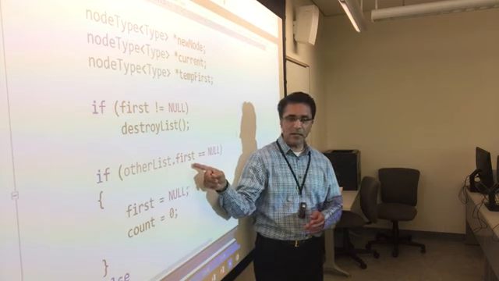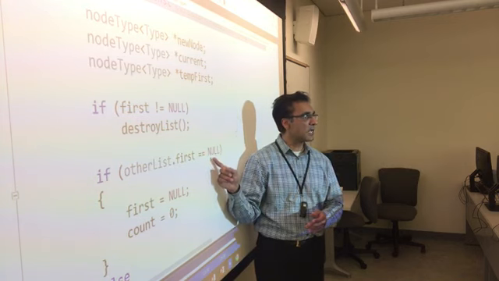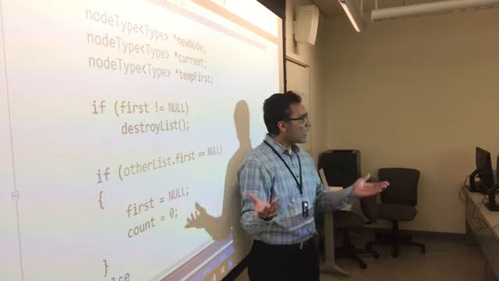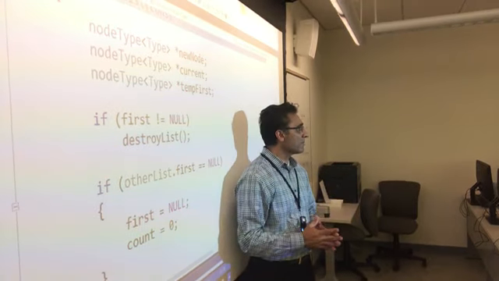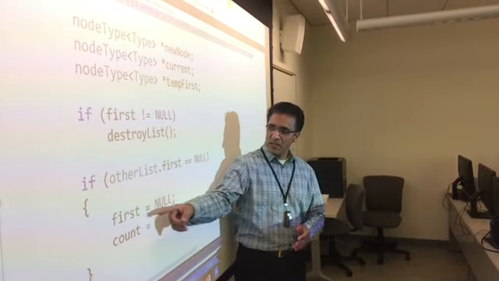What exactly does this line of code mean? Other list dot first equals null. Yeah, other list is empty. There's no data. If that's the case, you want to check these conditions. If that's the case, guess what?